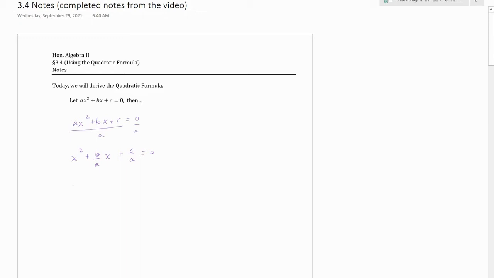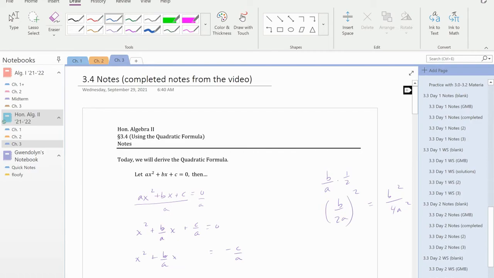Okay, next step, completing the square. We get the constants over here by themselves. The variable here is x. The a, the b, and the c just stand for some constant. Next step, completing the square. We half the coefficient on the linear term, which gives me b over 2a. And then we square it, which is b squared over 4a squared. And that's what goes in the hole.